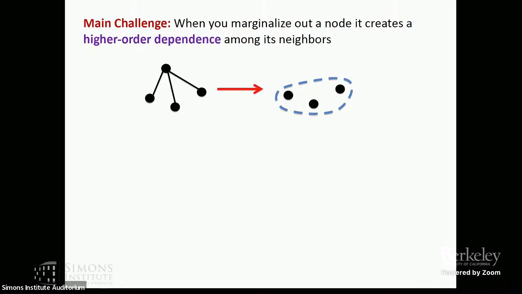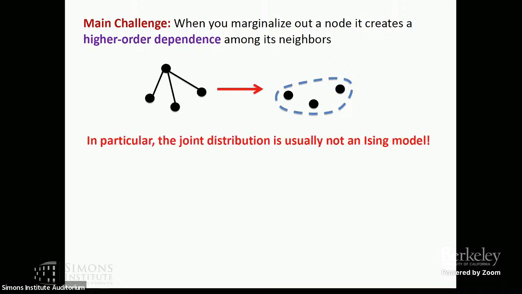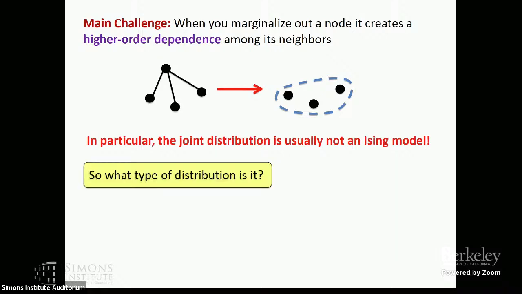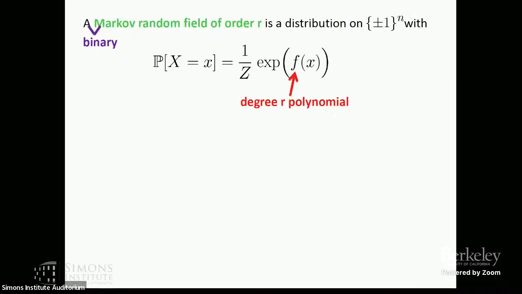And I take the node in the middle and I marginalize it out. The trouble is that the corresponding induced distribution on these three leaves is no longer described by pairwise interactions because it's no longer an Ising model. It has a higher order interaction. So in fact, what type of distribution do we get when we take these simple Ising models and we marginalize out nodes? We get something, which I'll get into, which is called a Markov random field.